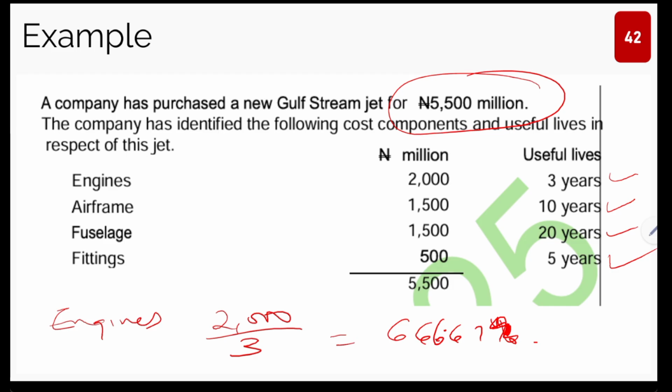All right, so this will be the depreciation. Then you keep doing the same thing for the next. That's how to do it for components. So you don't just use the 5.5 million. No, you depreciate each of the components.